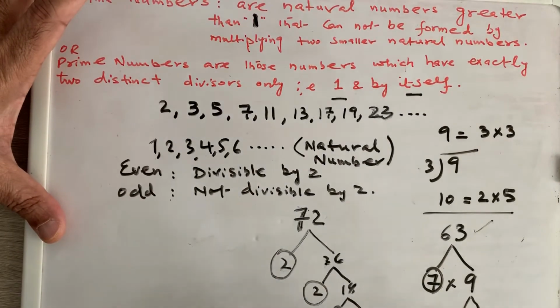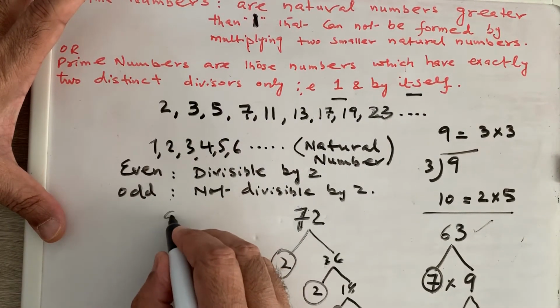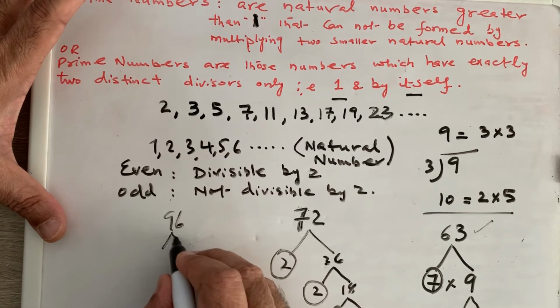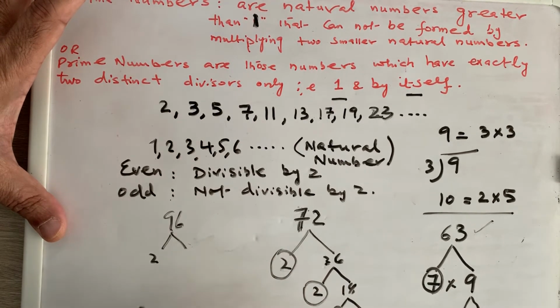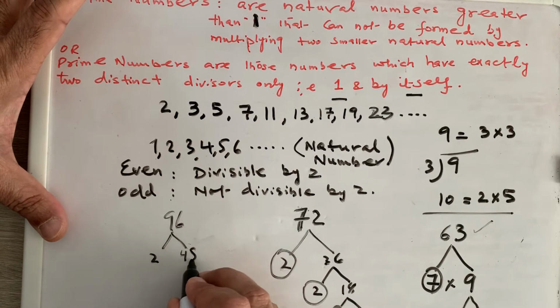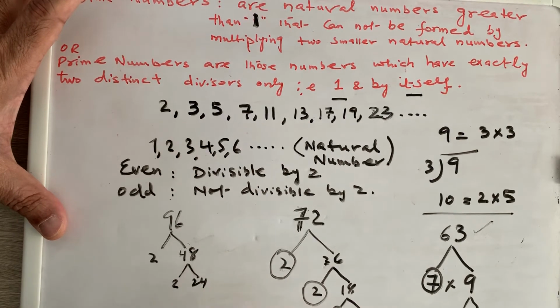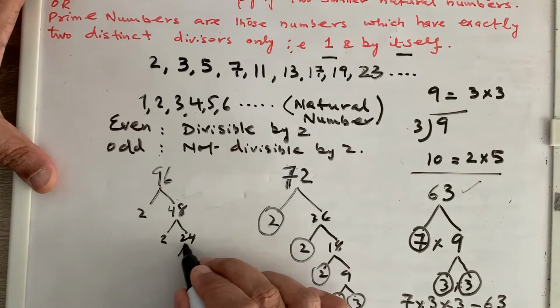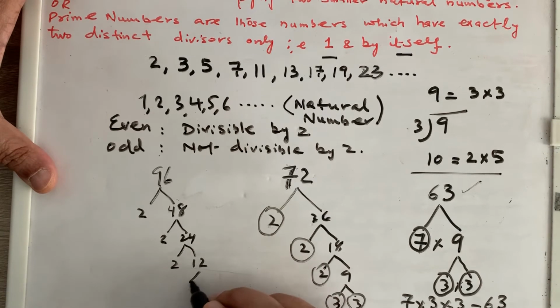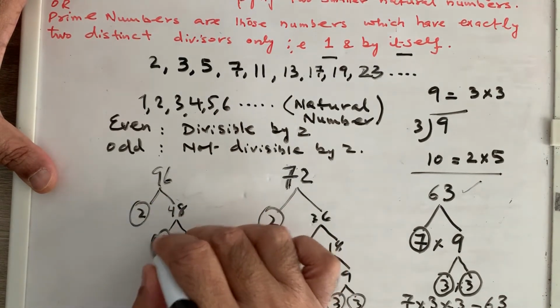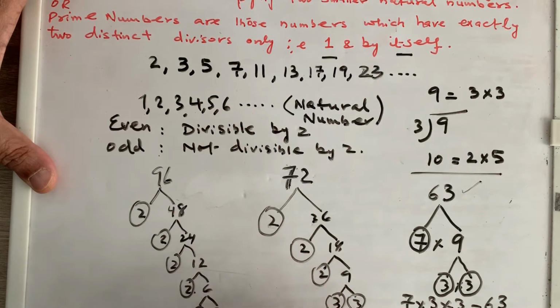Now we see another example, maybe 96. Right? So 96, if you divide it, start with 2. So 2 fours are 8, 2 eights are 16. 2 times 48 is 96. Then 48 can be divided as 2 and 24. Then 24 can be divided as 2 and 12. Then 12 can be divided as 2 and 6. And then 6 can be divided as 2 and 3. So all possible factors are like these, right? So 2, 2, 2, 2, and 3.